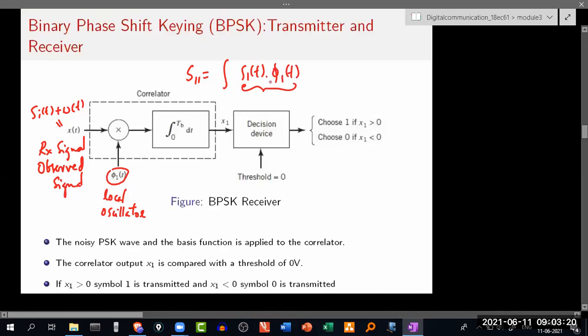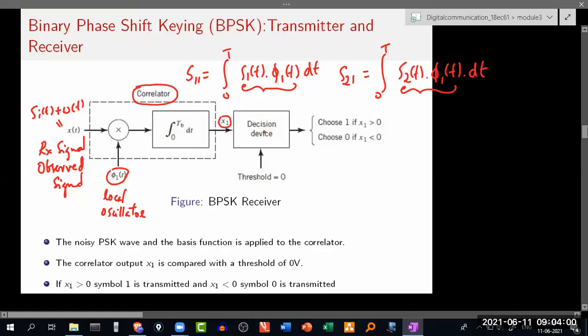So I got to pass this product term through an integrator, or if I were to extract coefficient value S21, again I'll be passing the product value S2 of t with phi1 of t dt. I got to pass this product term over the same integrator. So we know that any multiplier stage followed by an integrator stage, I can call it a correlator. So here we'll make use of a single correlator stage, and in turn we'll have this x1, which I can call the observed point.